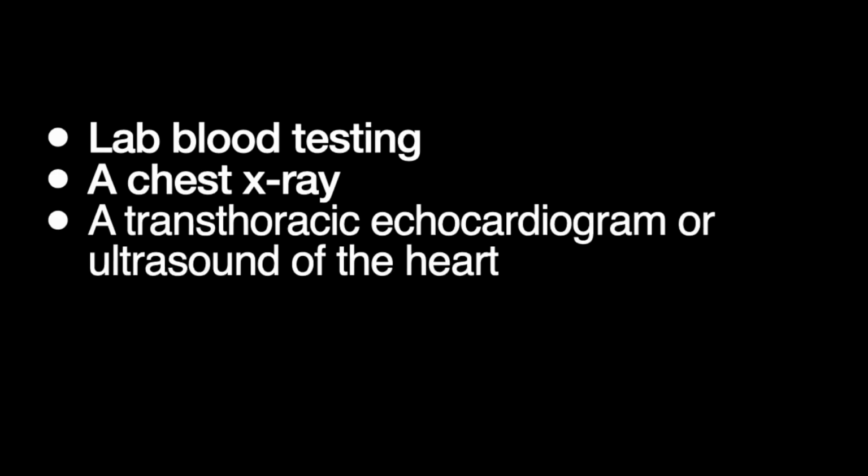Besides an ECG and rhythm monitoring, other testing that may help assess someone with Afib are lab blood testing to include a blood count, electrolytes, kidney, liver, and thyroid function tests. A chest x-ray if lung disease or heart failure is suspected. A transthoracic echocardiogram or ultrasound of the heart to evaluate the heart structure, including the size of the atria, the pressures in the heart, and to detect any heart valve issues.